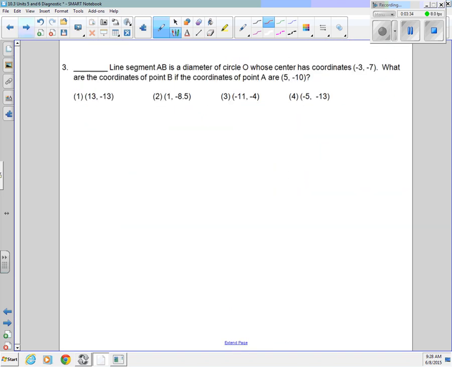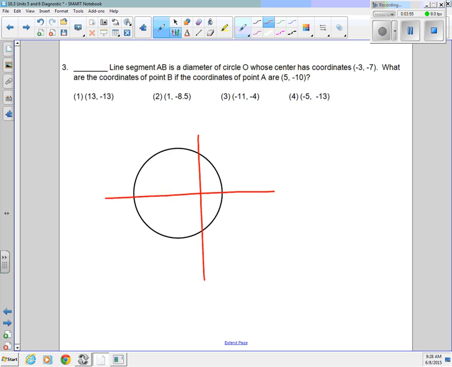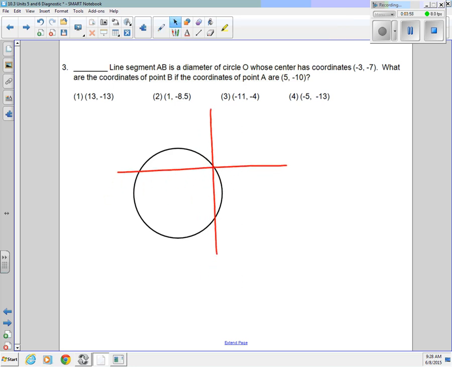Okay, number 3. Line segment AB is the diameter of circle O, whose center has coordinates negative 3, negative 7. What are the coordinates of point B if the coordinates of point A are 5, negative 10? So I have a circle. And I know that the coordinates of the center are negative 3, negative 7. So here's my x and y axis. Whoops, sorry. I have to move that way above here. Okay, let's say here's my circle.